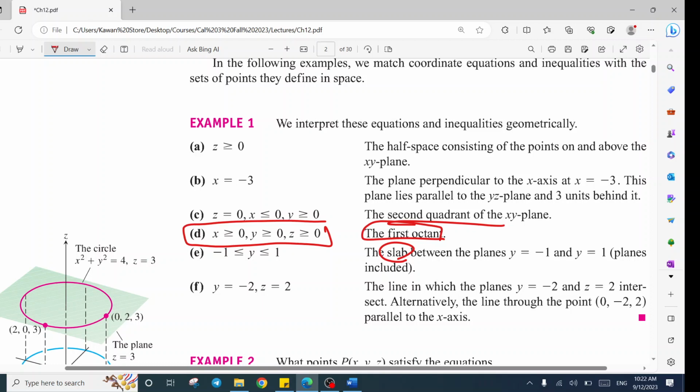Here's the slab. The slab means two planes, and between them are all of the things. The density is a lot. Okay, you got it here? Understood? So my mobile is a slab. Why? Because I have y = 1, y = -1, and between them are things. Understood? Good.